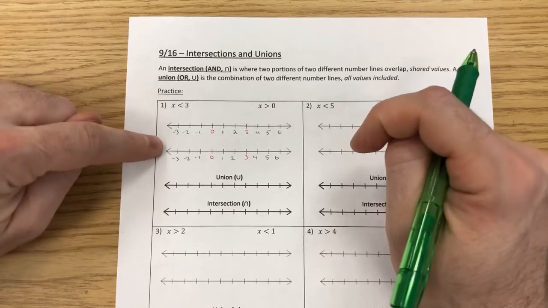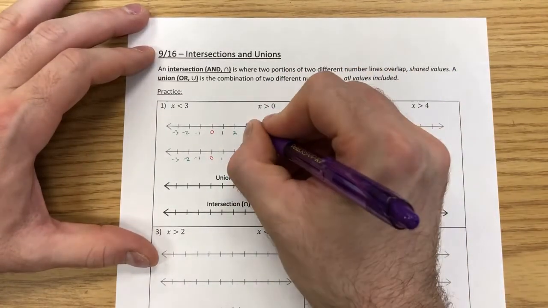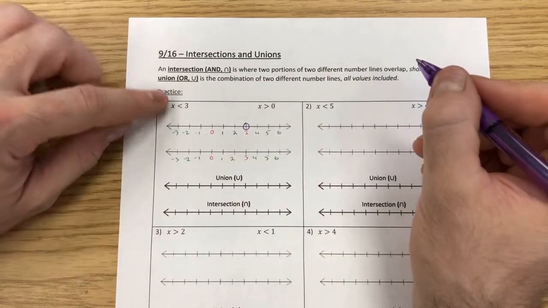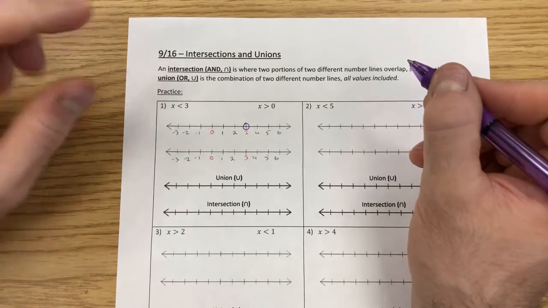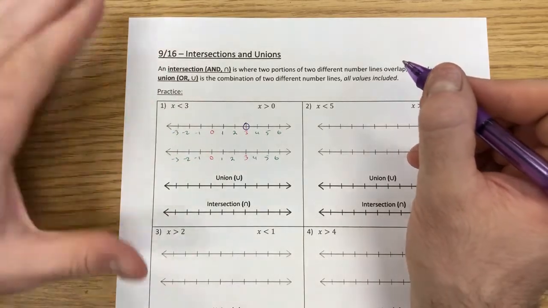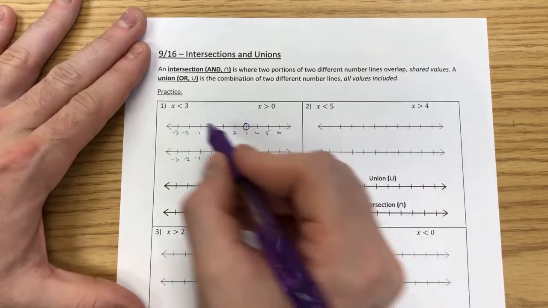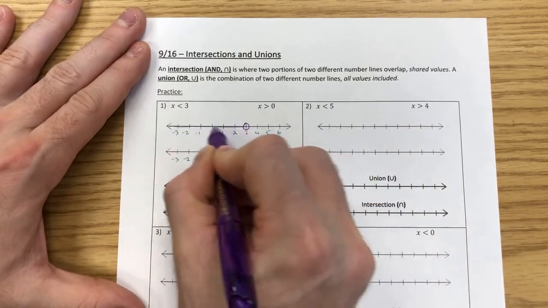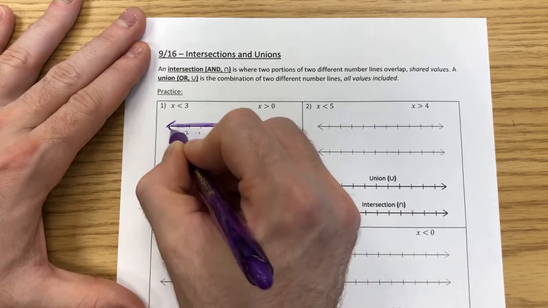I'm going to graph my x is less than 3 on the first one. So I'm going to put an open circle on 3 because 3 is not included. And I'm looking for values less than 3 because it's opening away from my variable. 4 is not less than 3, but 2 is. So I'm going to shade the portion of my graph over here with the 2.